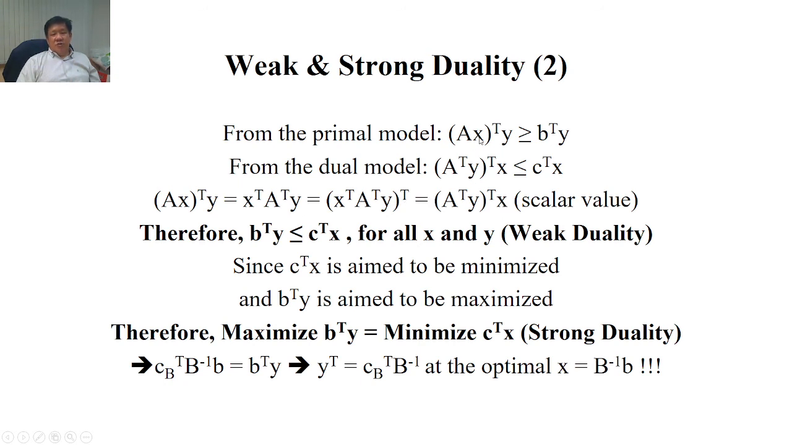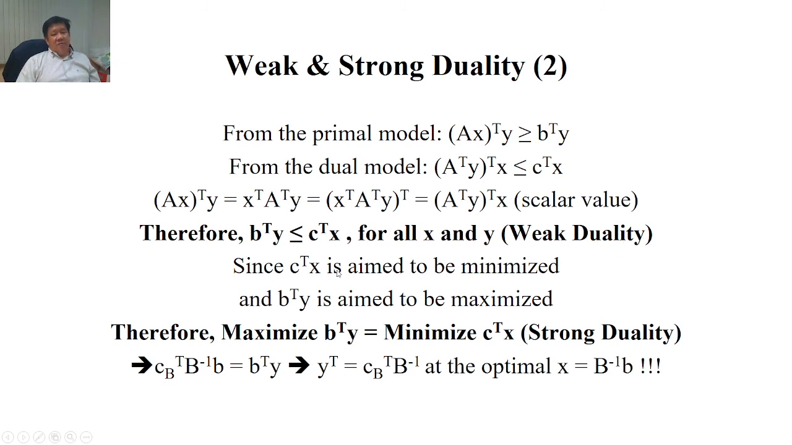So this one just wants to show you these two terms are the same. By using matrix properties, with these two having the same values, you can conclude that C transpose X is always greater than or equal to B transpose Y. That is a well-known property for all x, y in the feasible solution space of each problem, where X is for the primal problem and Y is for the dual problem. This is what we call weak duality.